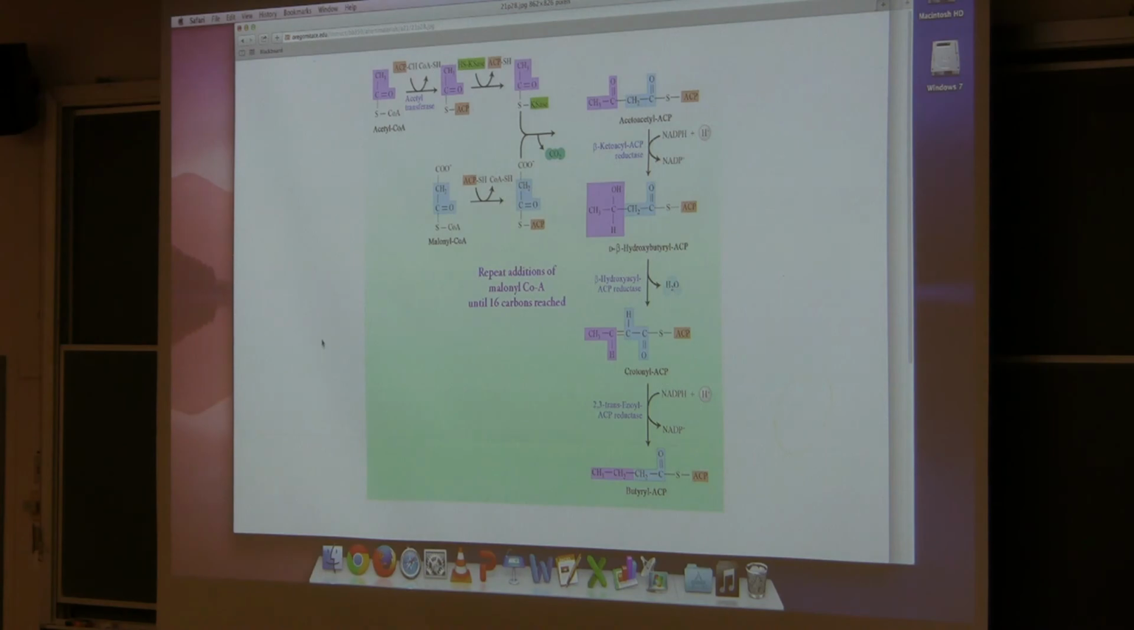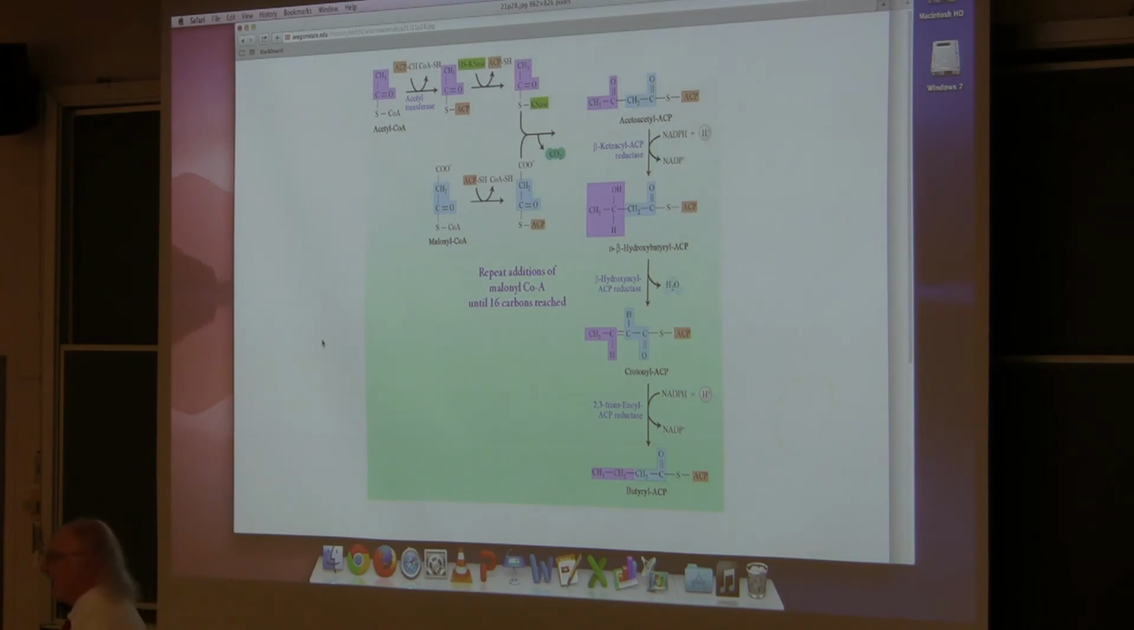That 4-carbon molecule has a ketone on position 3, just like was in fatty acid oxidation. In fatty acid oxidation, we went from this 4-carbon molecule to split it in half to get 2 acetyl-CoAs. In this case, we're taking 2 molecules and putting them together to make a 4-carbon molecule. So we're reversing the process. It's happening now on ACP instead of happening on CoA. But essentially, we're reversing the process. We've got a ketone at carbon number 3.